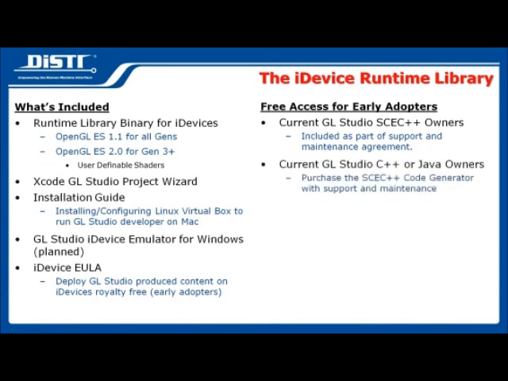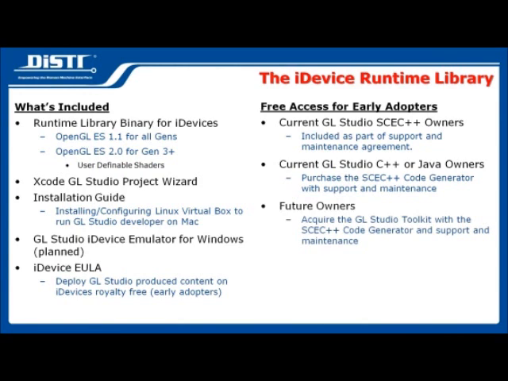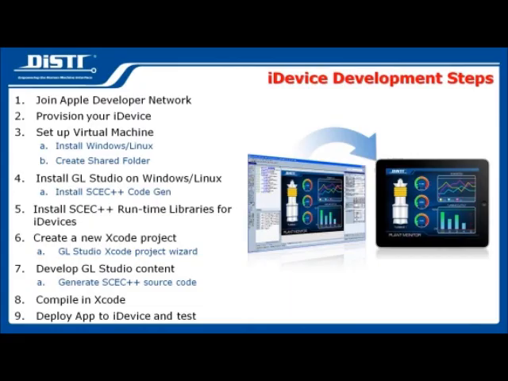If you're a current GL Studio user and you're using our standard C++ or Java code generator, if you would like to get access to this, just purchase the safety critical embedded C++ code generator, and you will have access to the runtime library as well. And for all the folks that aren't using GL Studio yet, if you become a GL Studio customer and you purchase the toolkit with the safety critical code generator with support maintenance, you'll also get access to the iDevice runtime library for producing content for that material.